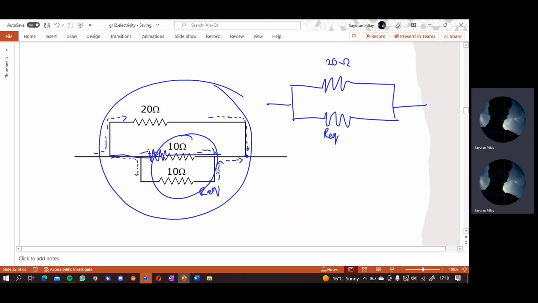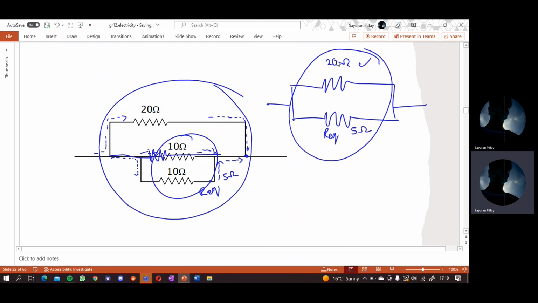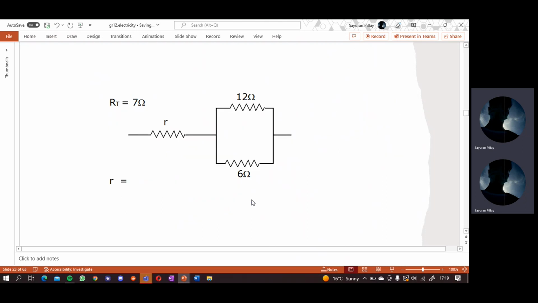So let's find that first. It's going to be 10 inverse plus 10 inverse, inverted, which is 5, right? 5 ohms. So this branch, this one circle, is 5 ohms. So it's 20 and 5. That's a branch. And 20 inverse plus 5 inverse, all inverted at the end, is 4, right? So 4 ohms. And that's the total resistance here, 4 ohms, right? So that's, again, just look at how the branching happens.